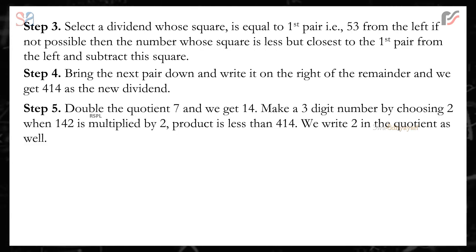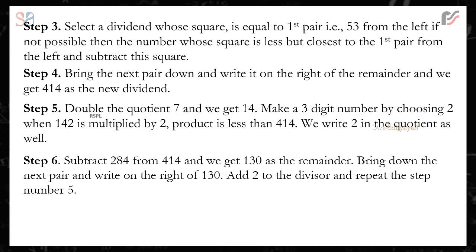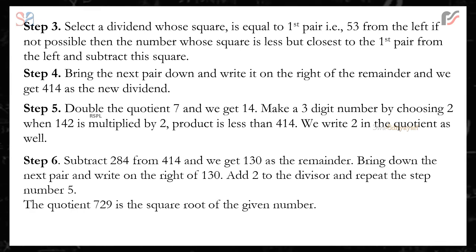Step 5. Double the quotient 7 and we get 14. Make a 3-digit number by choosing 2, so that 142 multiplied by 2 gives a product less than 414. We write 2 in the quotient as well. Step 6. Subtract 284 from 414 and we get 130 as the remainder. Bring down the next pair and write it on the right of 130. Add 2 to the divisor and repeat step 5. The quotient 729 is the square root of the given number.